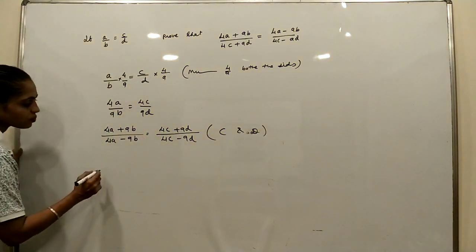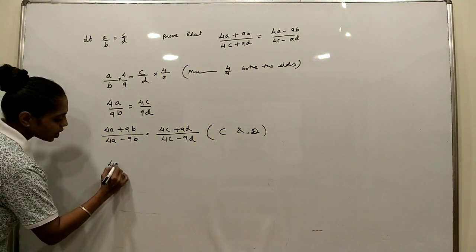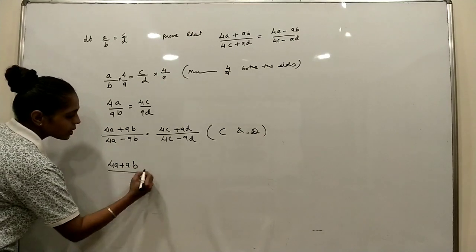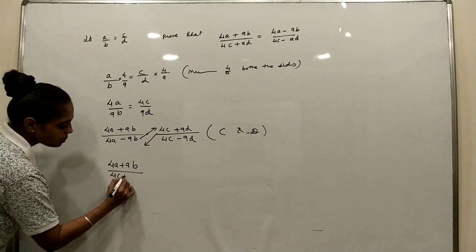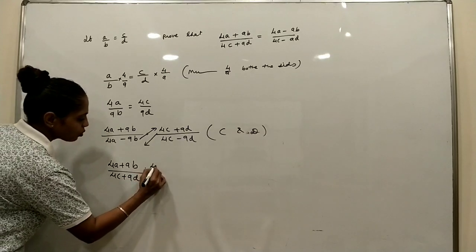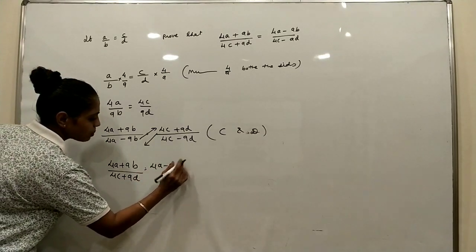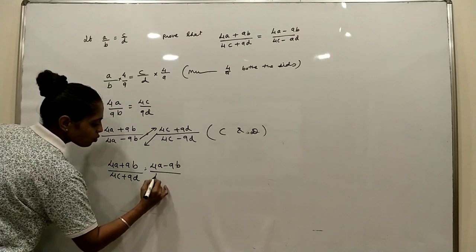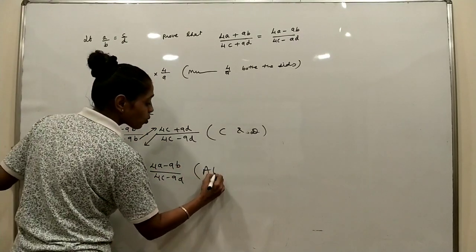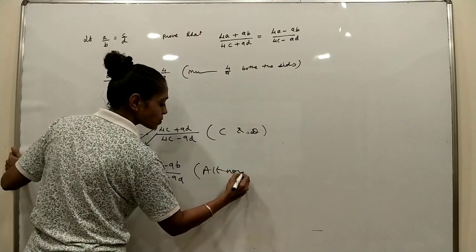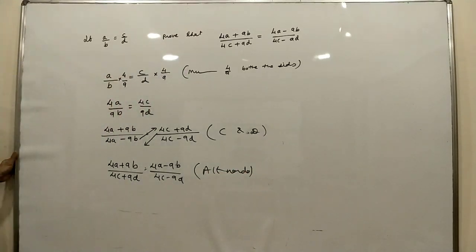Check in the question what you have to prove. So 4a plus 9b, bring it down and up. So 4a plus 9b upon 4c plus 9d is equal to 4a minus 9b upon 4c minus 9d. It is known as alternando. Hence it is proved. Okay.